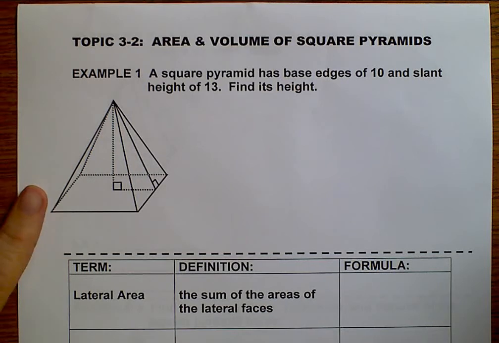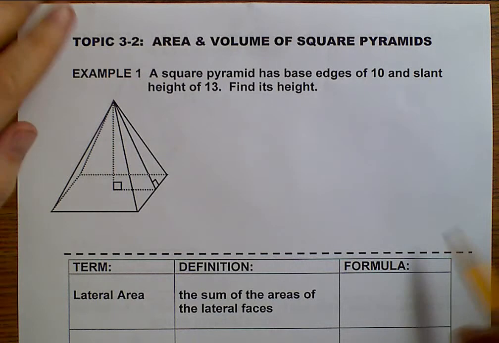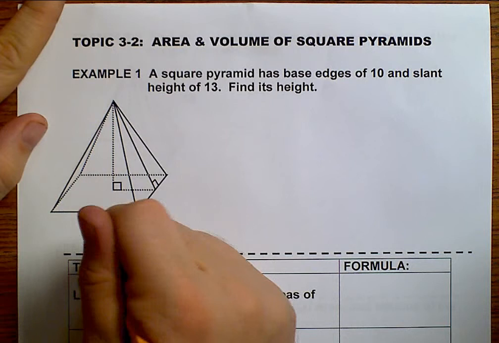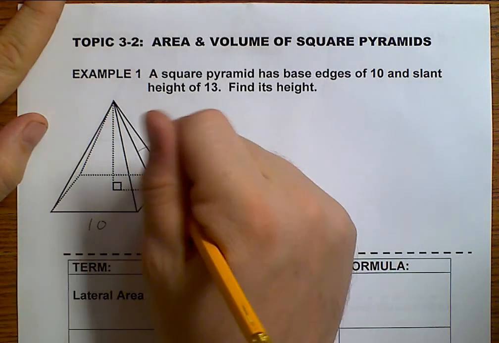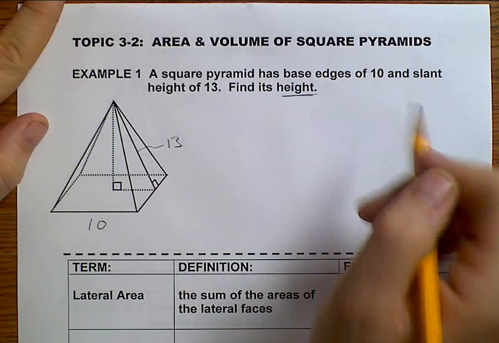Hello, this is Geometry, topic 3-2, over area and volume of square pyramid. So a square pyramid, here, this one has a base edge of 10 and a slant height of 13. We want to start off by finding its height.